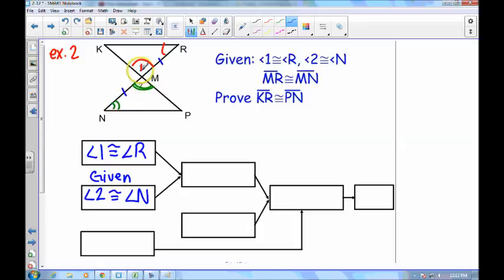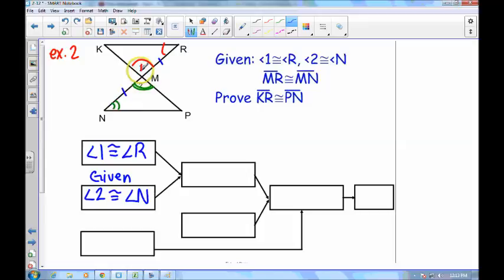What did you say, Michael? What do we know about angle K and P? We could go that path. What do you know about angles K and P? How would we know that they were congruent? We have a theorem we've learned about angles of triangles that would prove that those were congruent.